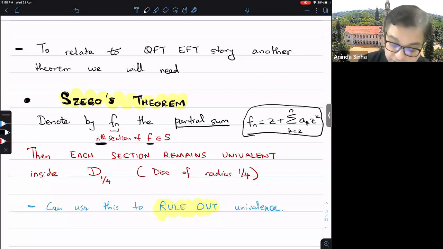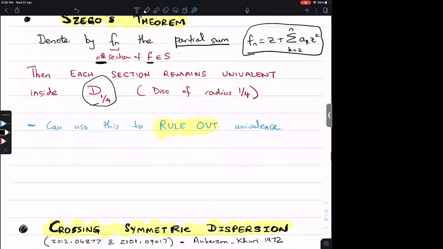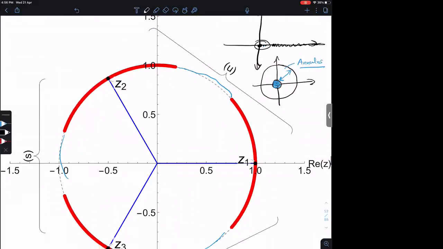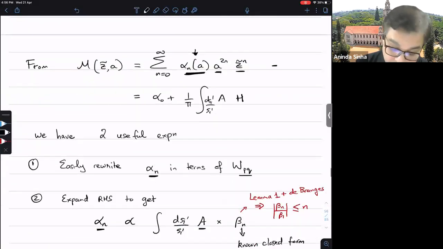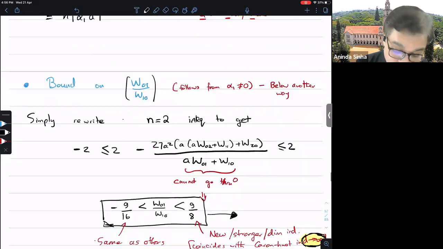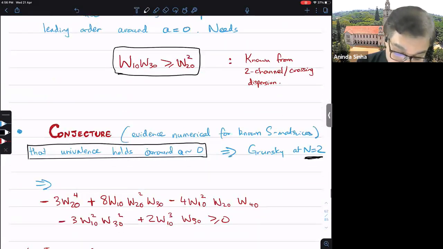So this is the theorem that you have to check, whether this nth section of this function remains univalent inside a unit disk. This you can do. There are sufficient conditions that you can check, having to do with the derivative of the function not being zero anywhere inside the disk. And indeed, at least for string theory, you can show that, as expected, it does respect this Szegő's theorem criteria, that it is descended from a univalent function.